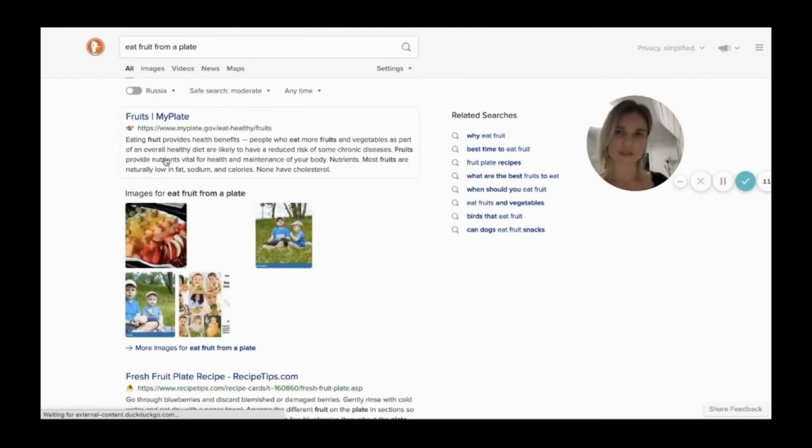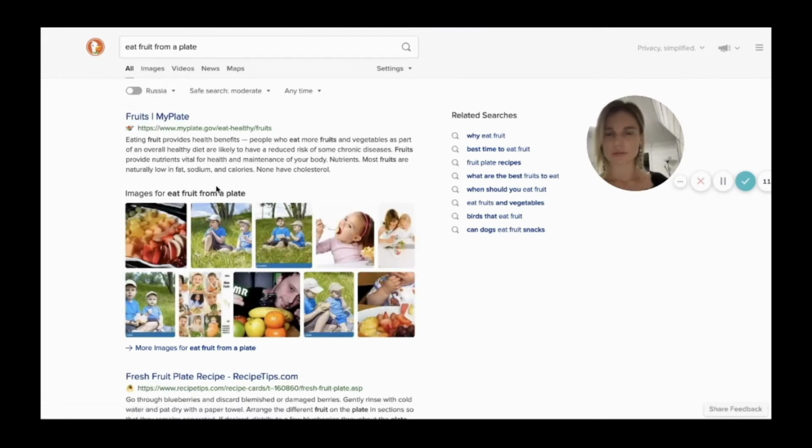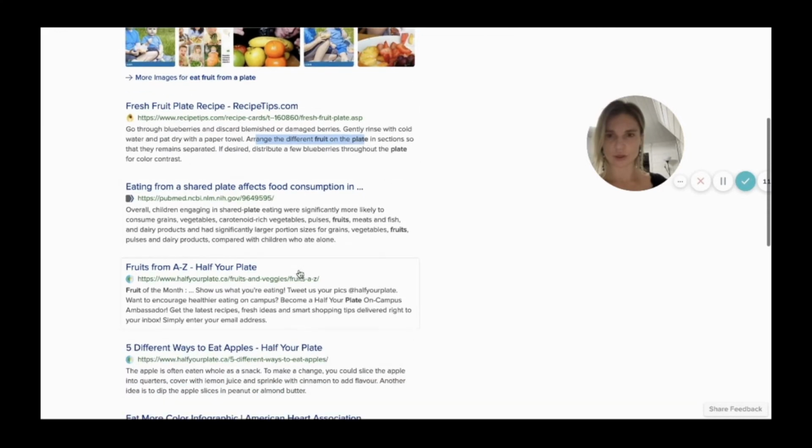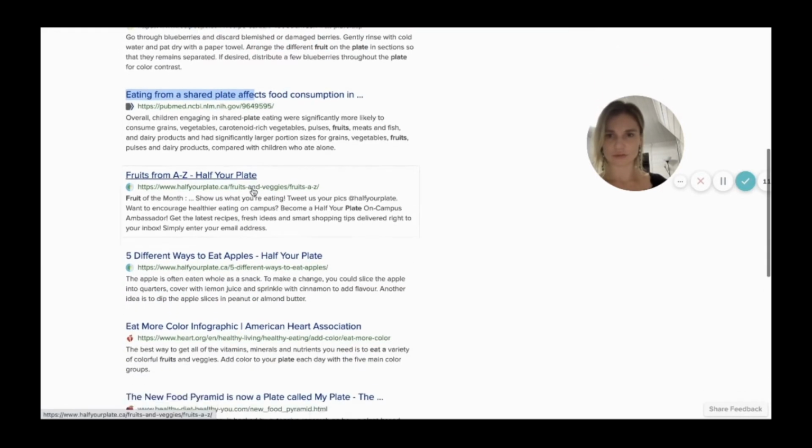She's eating fruit. So let's be more specific. Eat fruit from a plate. Do native speakers say that? So you can arrange fruit on the plate. That works. Eating from a shared plate, but she's not eating from a shared plate.